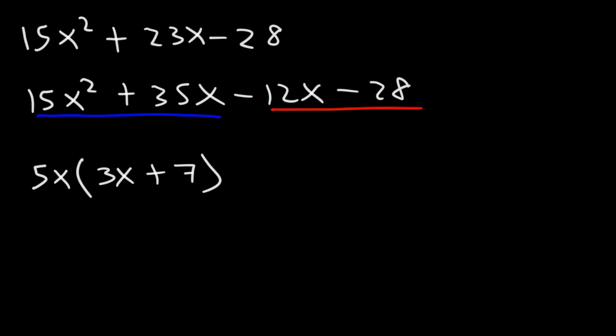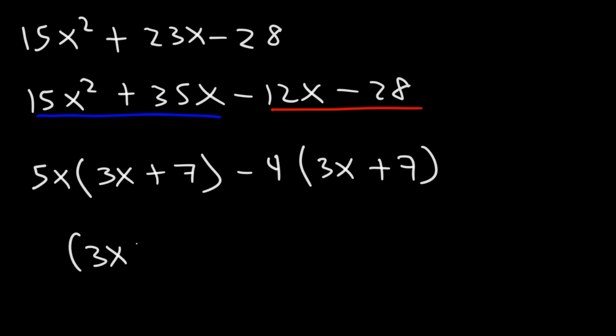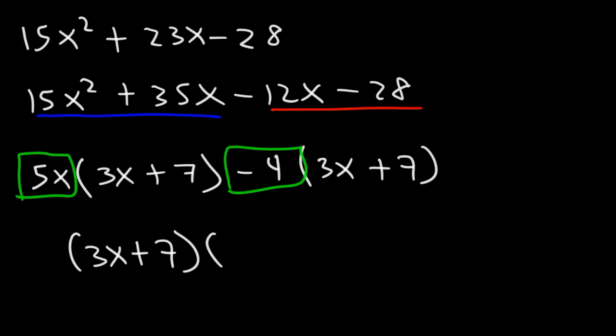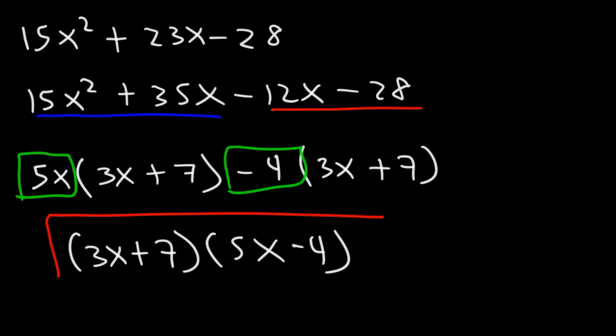Now for the last two, we can take out a negative 4. Negative 12x divided by negative 4 is 3x. Negative 28 divided by negative 4 is positive 7. Next, we can factor out 3x plus 7, and we're going to be left with 5x minus 4. And so we could put that here. So this right here is the final answer for this problem.